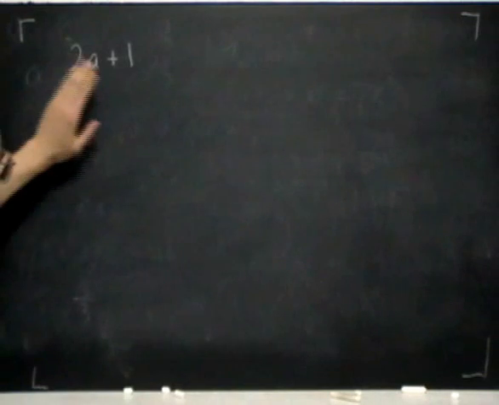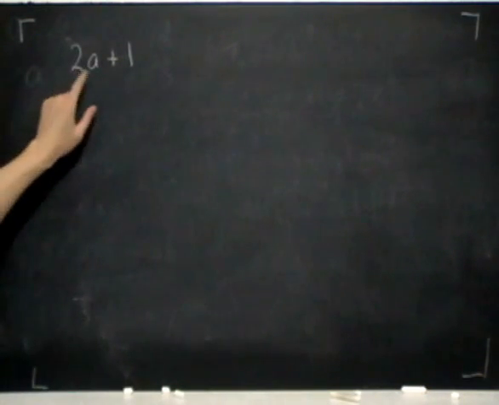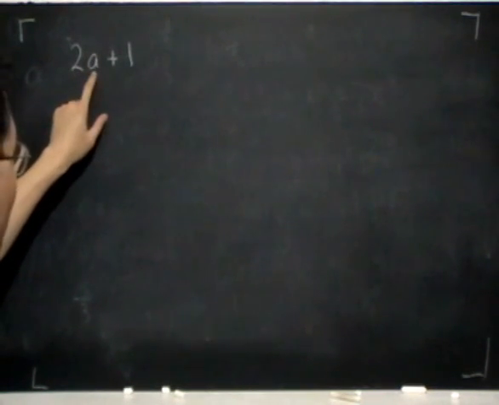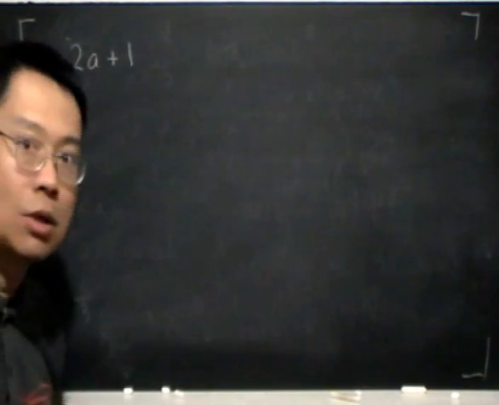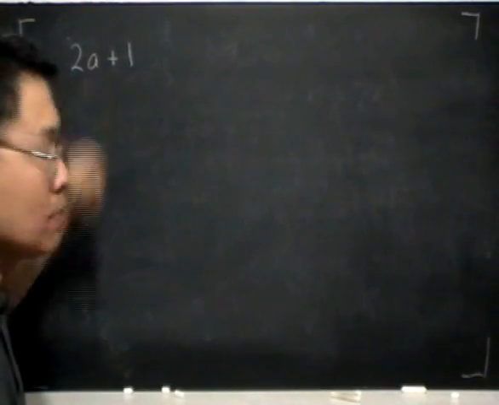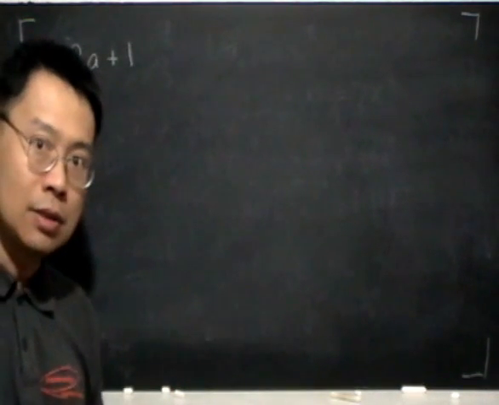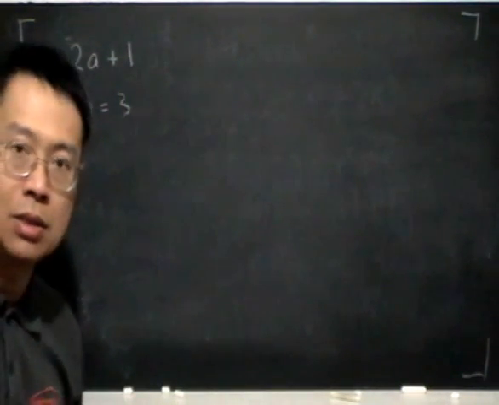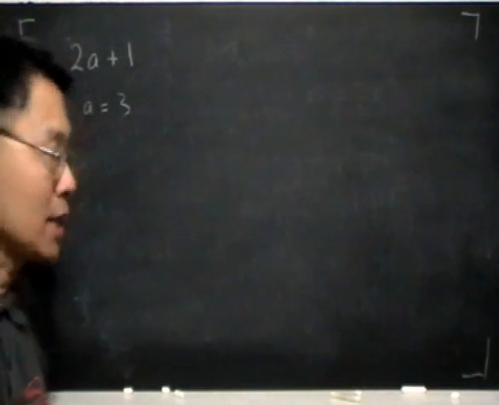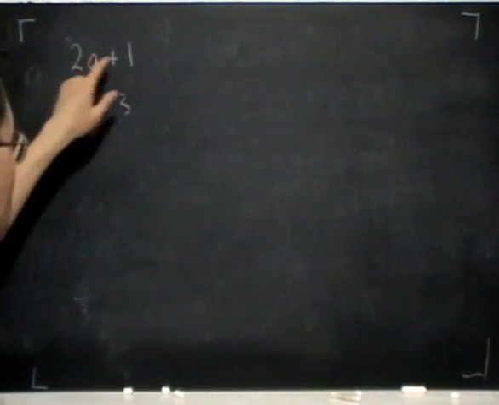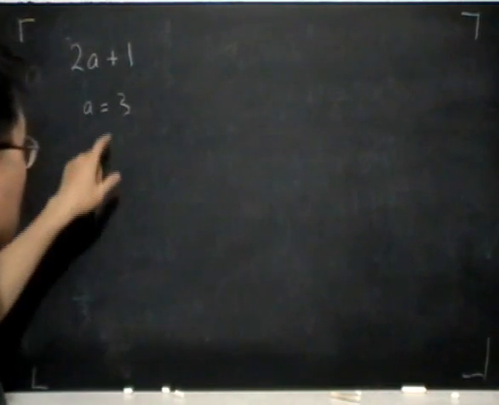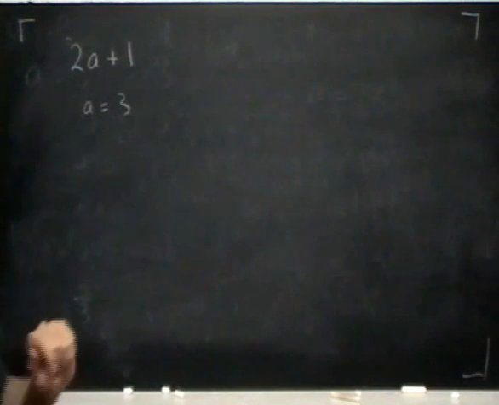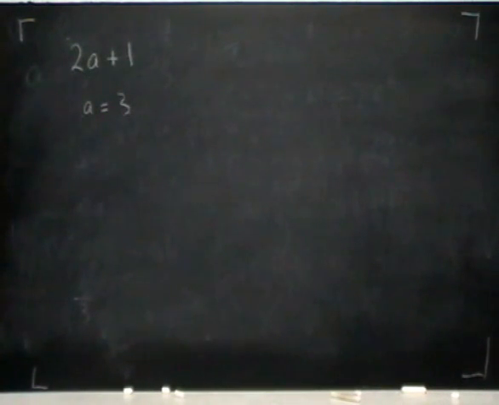Suppose I have this expression 2a plus 1. So remember, 2a means 2 times a. If we have two symbols or a number and a symbol with nothing in between, it means times. 2a plus 1. A is supposed to represent a number. Now, suppose that I know a is equal to 3. I know that a is this number 3. Then I can actually calculate what 2a plus 1 is, simply by replacing the a there with a 3. Let's do that.